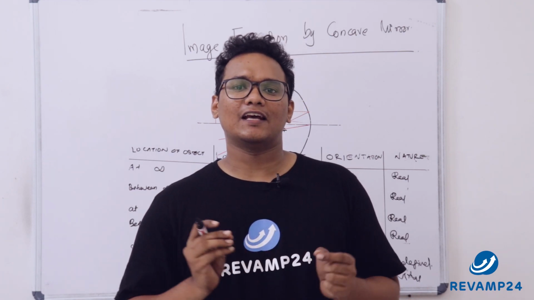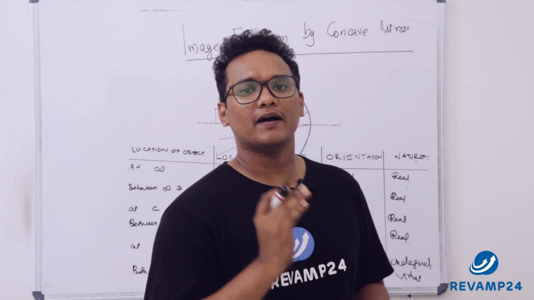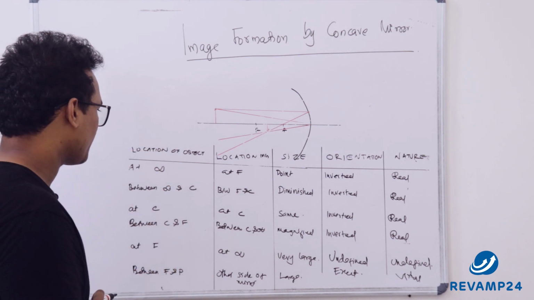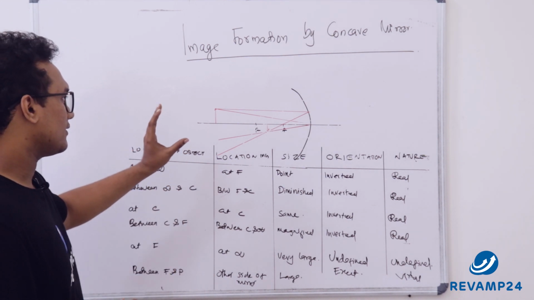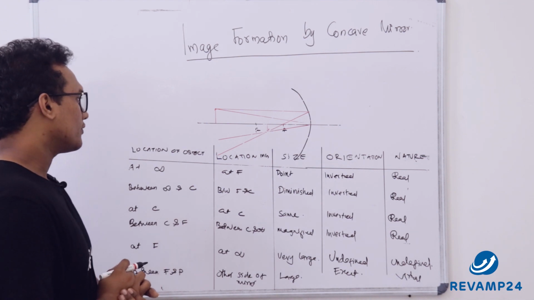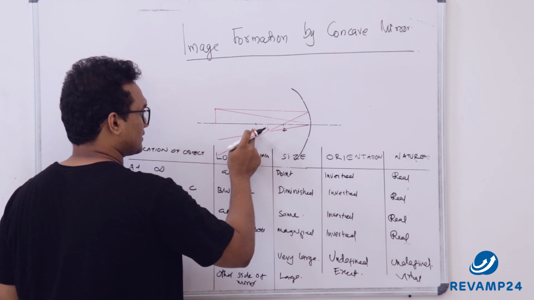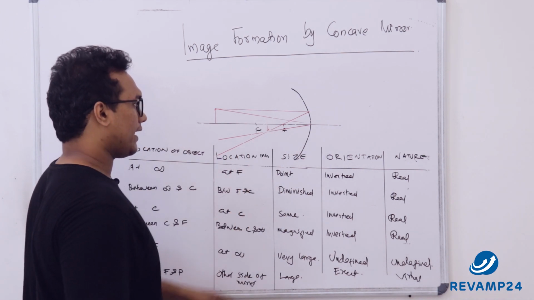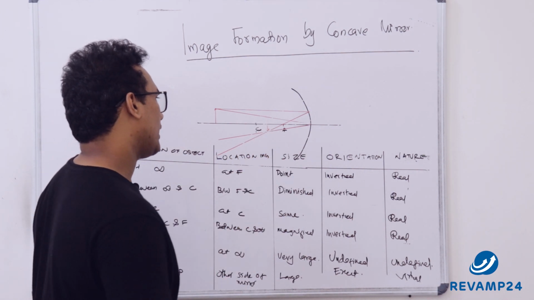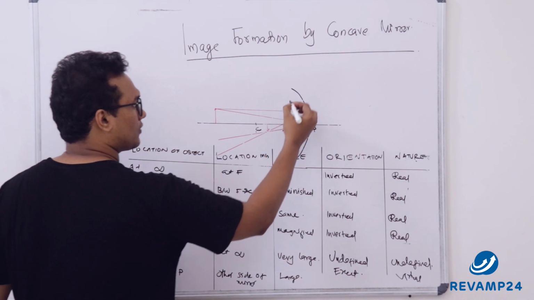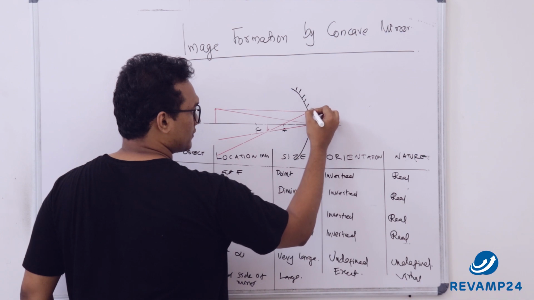In this video, I will explain image formation by a spherical mirror, especially a concave mirror. Now we will take different positions. We know that R is the center of curvature, or this can be written as C, and F is the focal point and P is the pole.